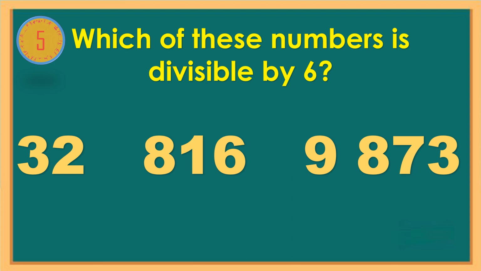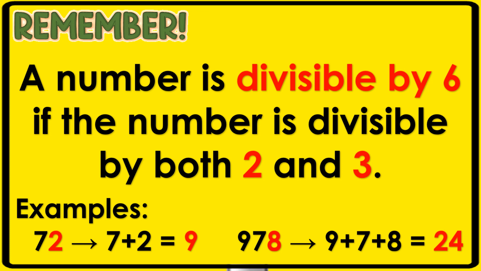Which of these numbers is divisible by 6? 32, 816, 9,873. Good. It's 816. Remember, a number is divisible by 6 if the number is divisible by both 2 and 3.